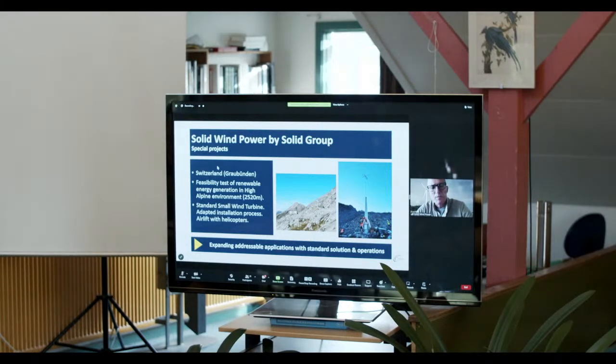So we have been provided with a test site starting at just about 2,500 meters height, going up to 2,700 meters. And there we have installed a small 25 kilowatt wind turbine on a tilt foot. And so far so good. It was actually installed early this month.